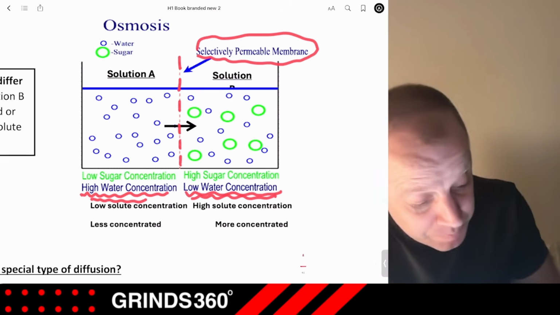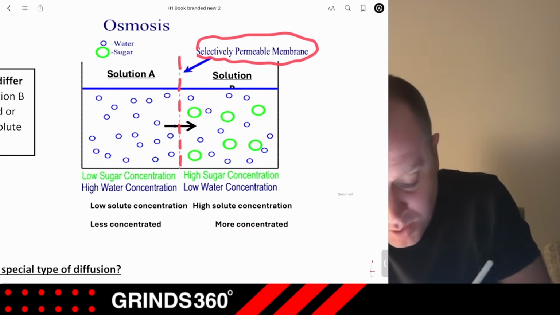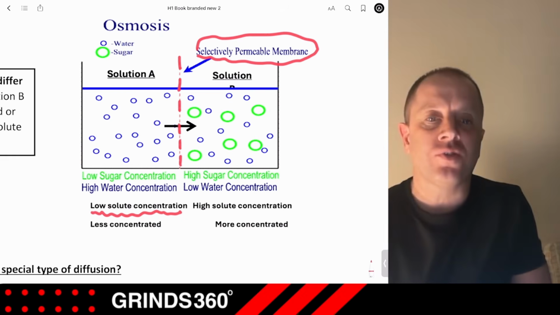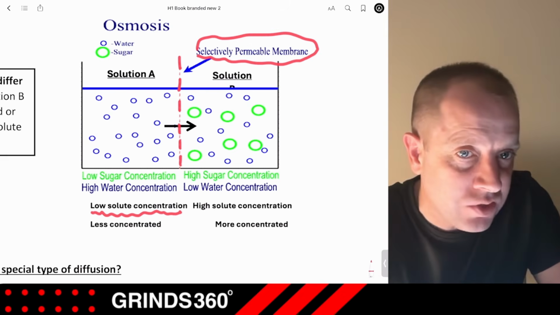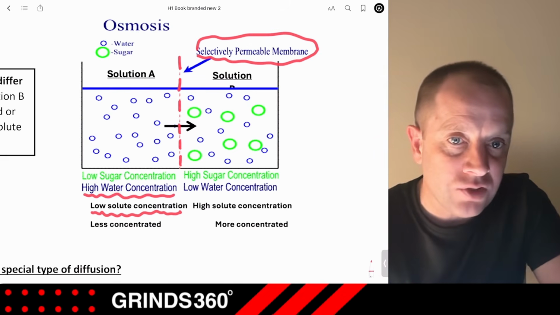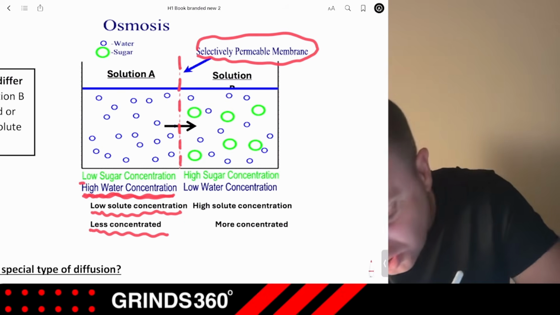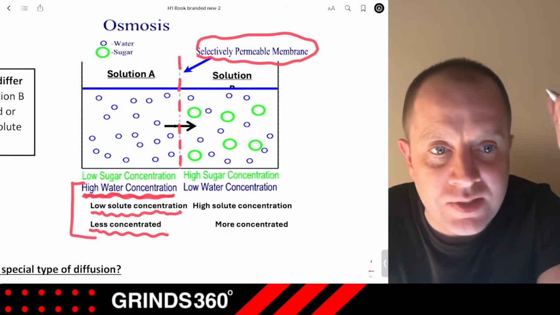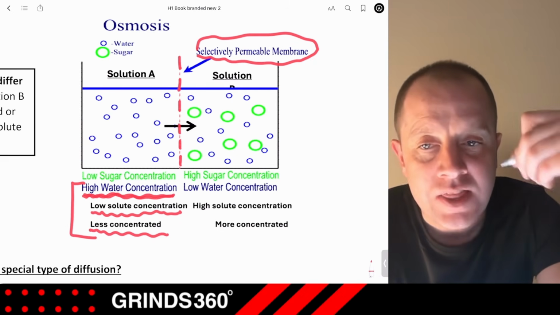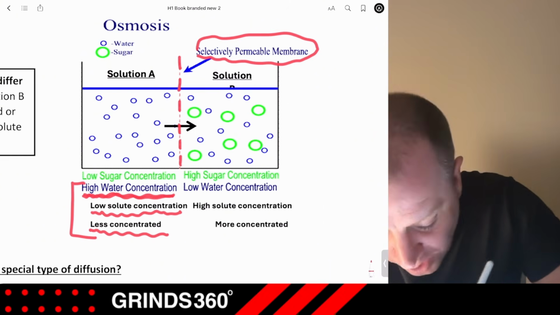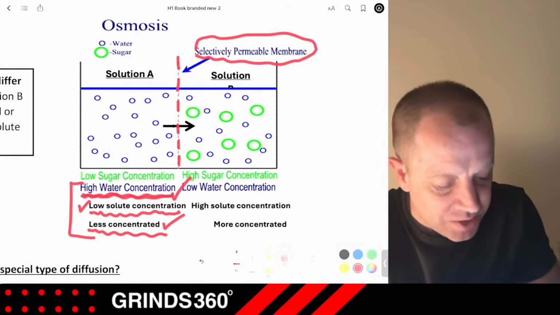So it's the movement of water from a region of high water concentration to a region of low water concentration. That's fine, but sometimes they don't use the words water concentration. Sometimes in the question they might say it's a low solute concentration. What I need you to understand is this: a low solute concentration means it's got not much solute in it. That means the same as a high water concentration. If it's less concentrated, that means it's a high water concentration. That's three ways to describe the same thing: high water concentration, low solute concentration, or less concentrated. They mean the same thing. Because if it's less concentrated, it's got less solute in it, which means it's got a higher water concentration.